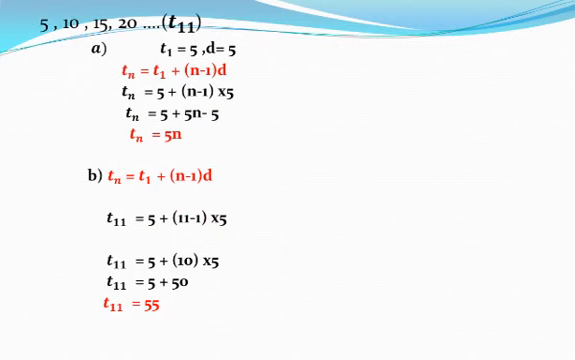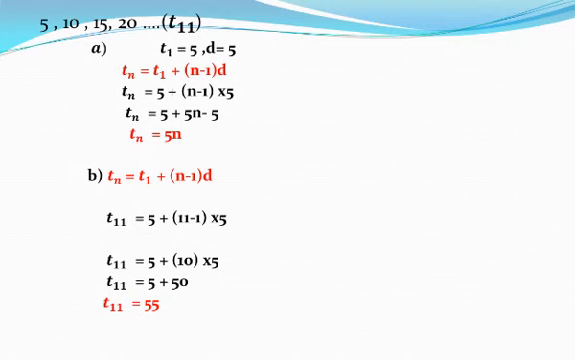One more example I am going to show you. The sequence is 5, 10, 15, 20. Here the first term is 5, so T1 is 5. And the difference between each term is 5, so D is 5. Use the formula Tn equal to T1 plus (n minus 1) times D. So we can derive the formula Tn equal to 5 plus (n minus 1) multiplied by 5, because we substitute the values for T1 and D. Again, Tn equal to 5 plus (n minus 1) times 5 is 5n minus 5 plus 5. 5 minus 5 is 0, so we get Tn equal to 5n.